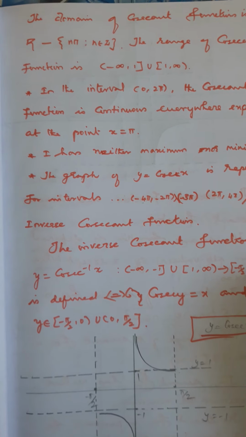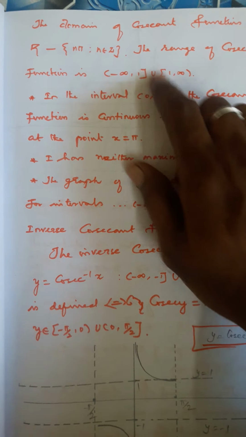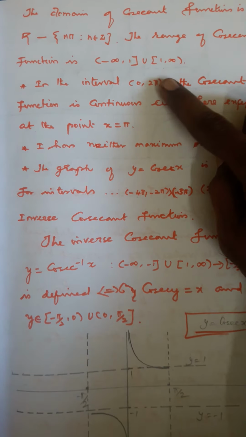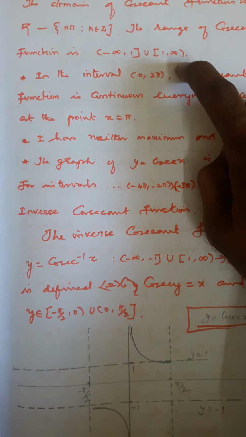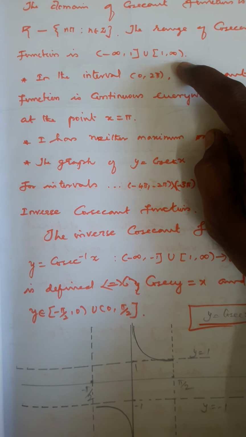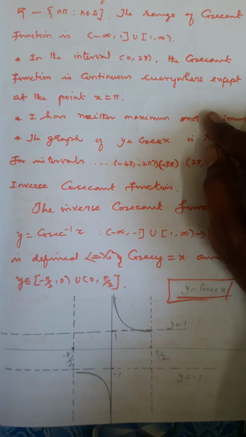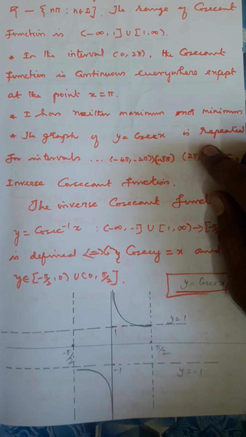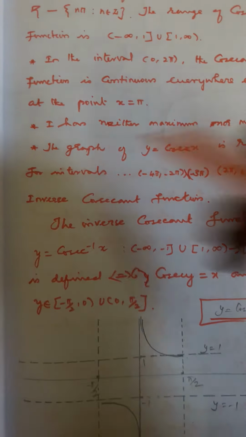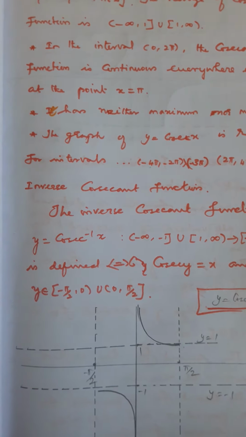Next, you come to the cosecant function. The domain of the cosecant function is R minus n pi, where n belongs to Z, and the range of the cosecant function is minus infinity comma minus 1 union 1 comma infinity. So from the graph you can identify the range. In the interval 0 comma 2 pi, the cosecant function is continuous everywhere except at the point x equal to pi. At x equal to pi, it tends to infinity, and it has neither maximum nor minimum, no maximum value, no minimum value.